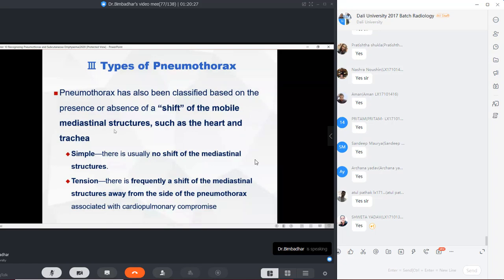Pneumothorax is actually classified on the presence or absence of a shift of the mobile mediastinal structures, such as the heart and trachea. Simple pneumothorax is where there is no shift of the mediastinal structures.